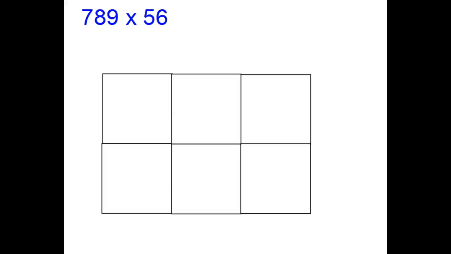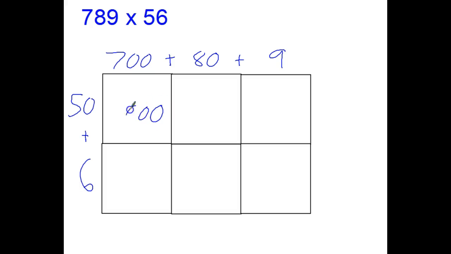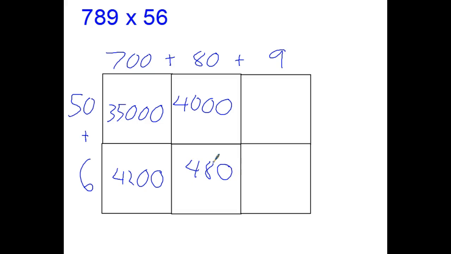Here's another one for you to try. 700 plus 80 plus 9, 50 plus 6. 700 times 50, 1, 2, 3 zeros. 7 times 5 is 35. 700 times 6, 2 zeros, and 7 times 6 is 42. 80 times 50, 2 zeros, and then 8 times 5 is 40. 80 times 6, 1 zero, and 8 times 6 is 48. 9 times 50, 1 zero, 9 times 5 is 45. And 9 times 6 is 54.